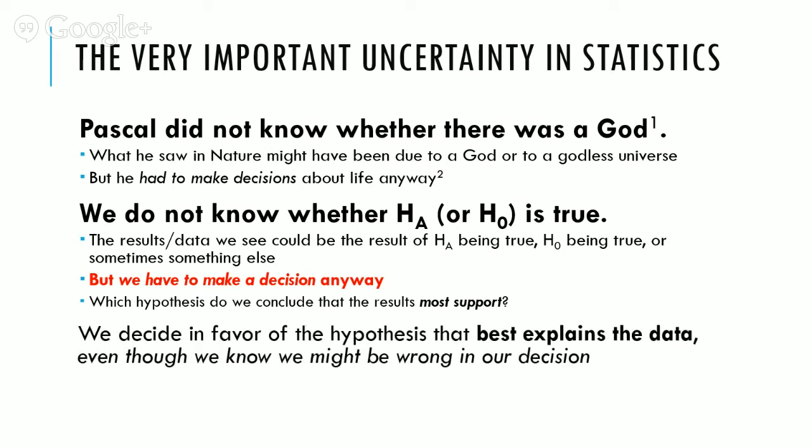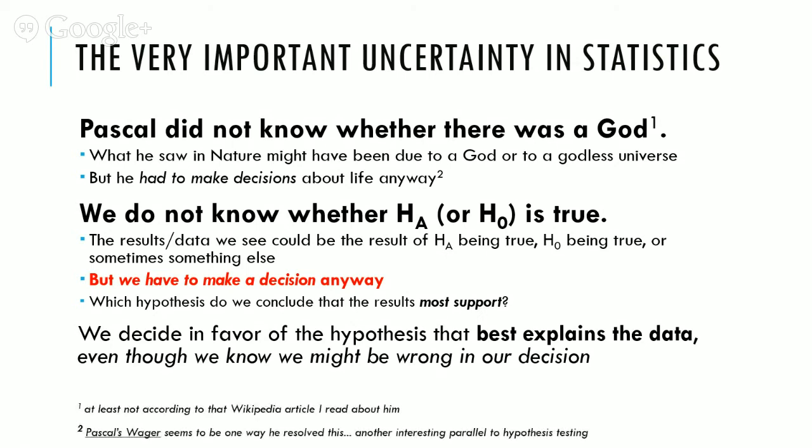We decide that one of these hypotheses is most plausible in light of the data, but we don't know whether our decision is correct. That's just the way it's always going to be. Now, Pascal came up with this interesting probability gambling type situation called Pascal's wager, which was his attempt at resolving this, which is actually relevant to statistics as well.